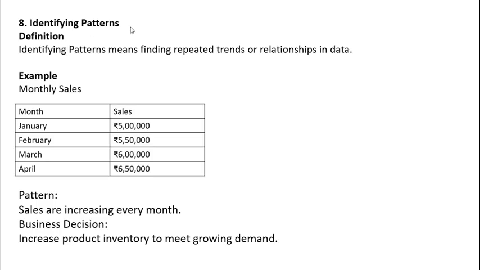Eighth is identifying the patterns. Identifying the patterns means finding the repeated trends and relationships in the data. For example, a monthly sales table has two columns, showing months such as January, February, March, and sales of 5 lakhs 15 thousand, and 6 lakhs 15 thousand. The pattern is that sales are increasing every month, and the business decision is to increase the product inventory to meet the growing sales demand.